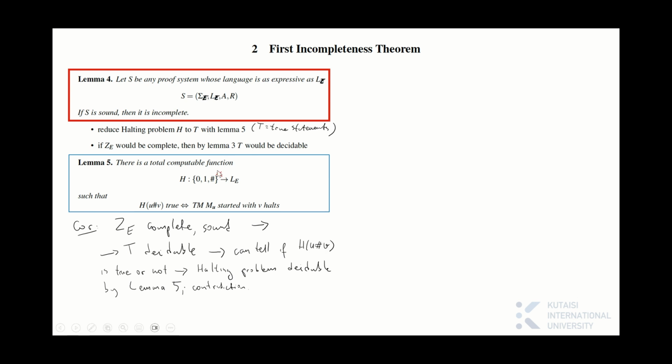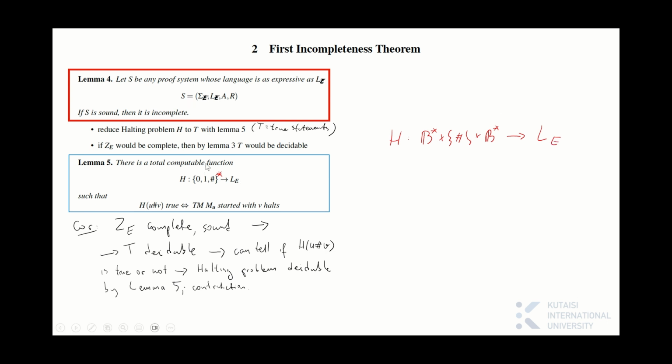So maybe it's better to write this in a different way. Basically what it does, it maps string hashtag string. So maybe it's better to write h this way: you take b star, cross it with hashtag, and then again you take b star. So it's a map from something like this. Maybe it is better to write it this way.